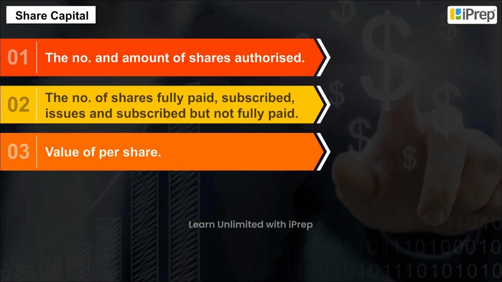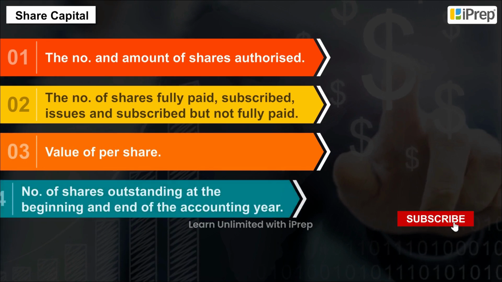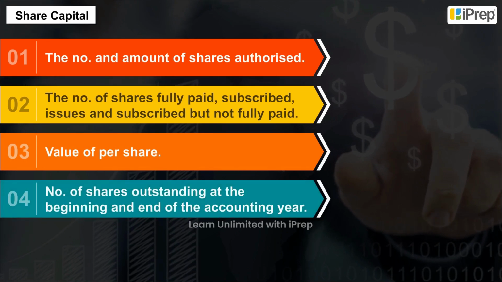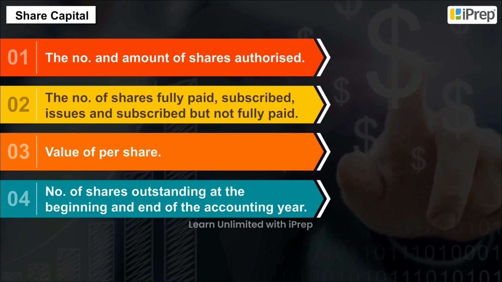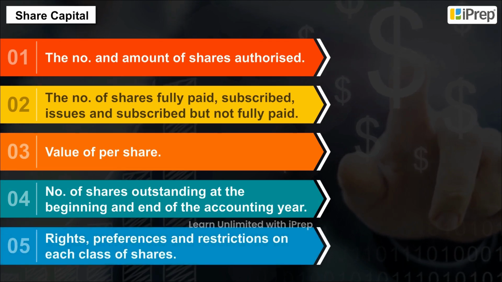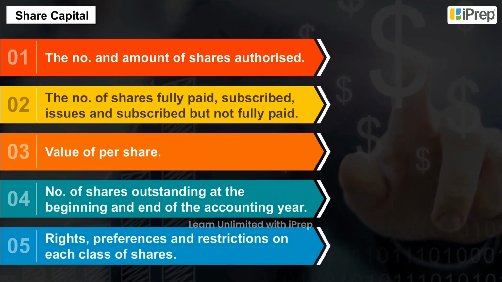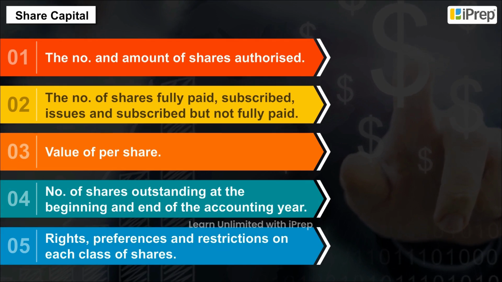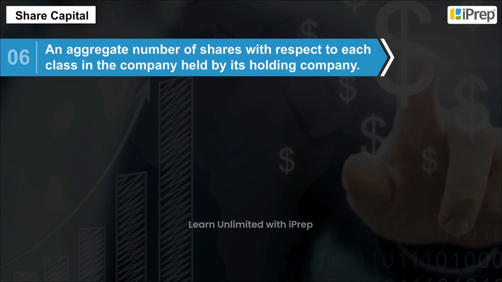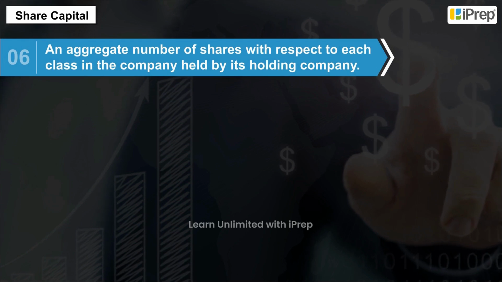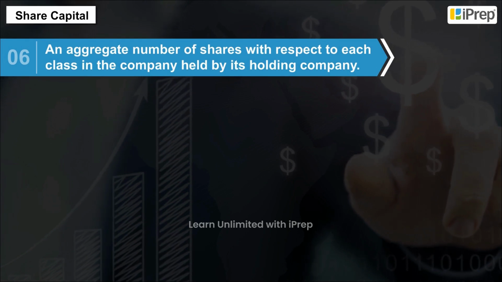3. Value per share. 4. Number of shares outstanding at the beginning and end of the accounting year. 5. Rights, preferences and restrictions on each class of shares. 6. An aggregate number of shares with respect to each class in the company held by its holding company.